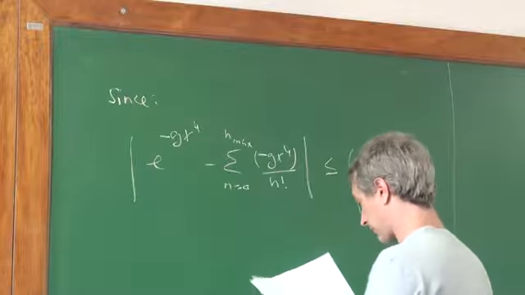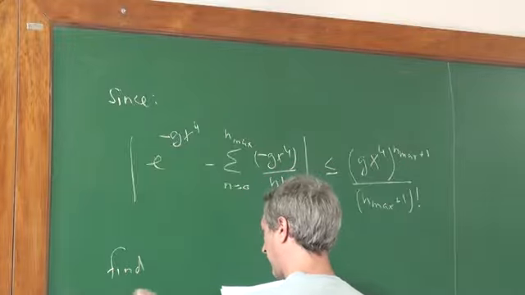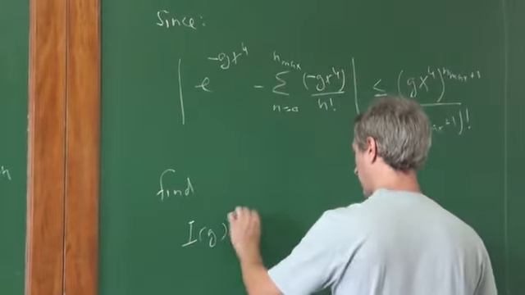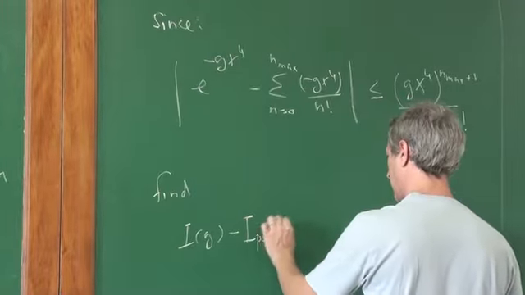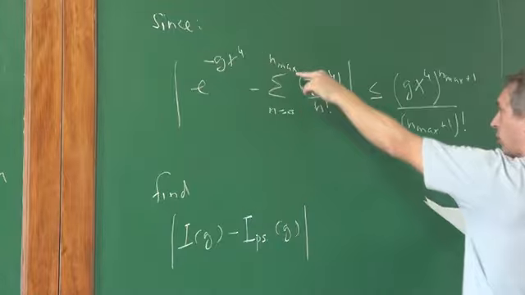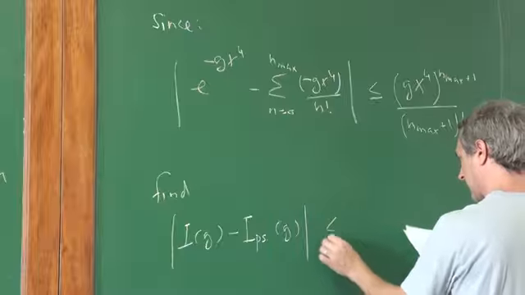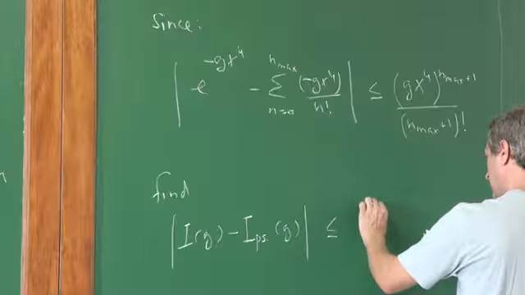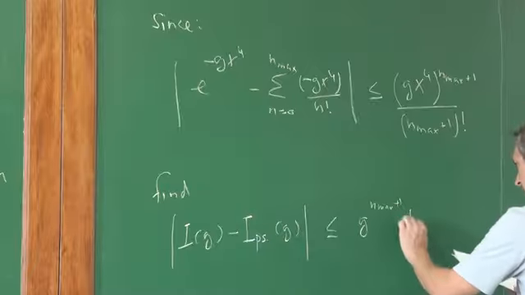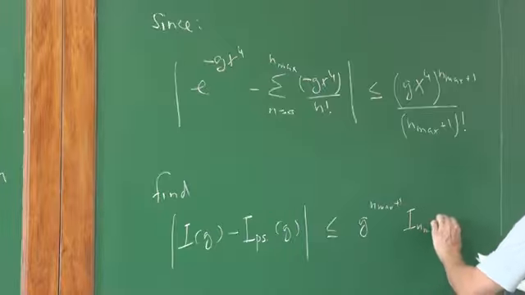Now, what this means is that if we look at the partial summation and at the mistake that we make when not taking into account all terms but only up to an n max, then this integral is smaller than g to the n max plus 1 divided by n max plus 1 factorial. Okay, so that's the integral.